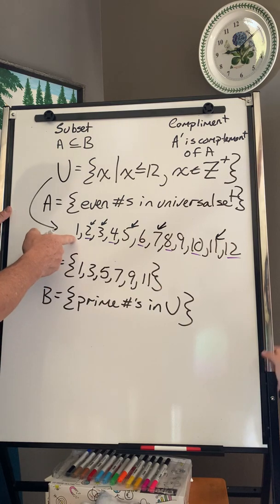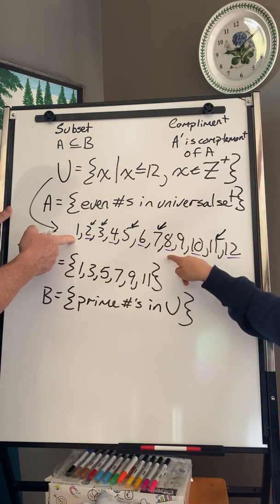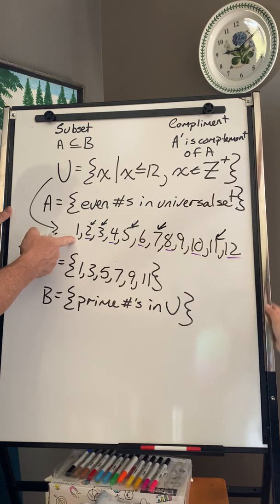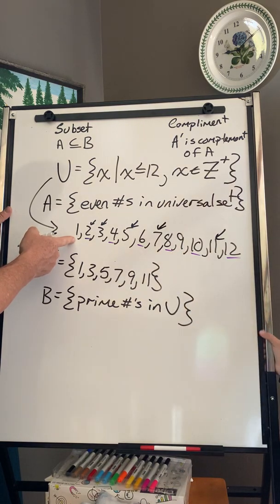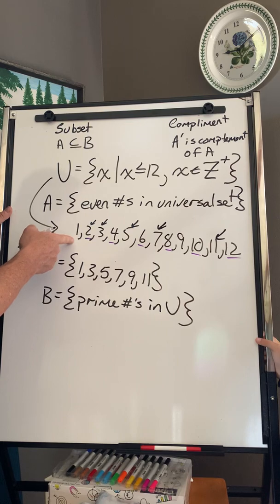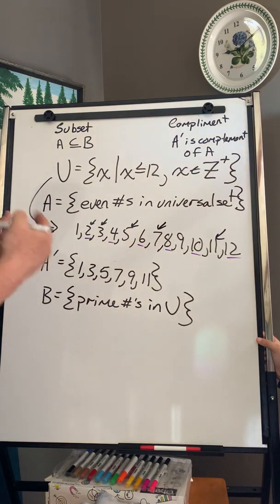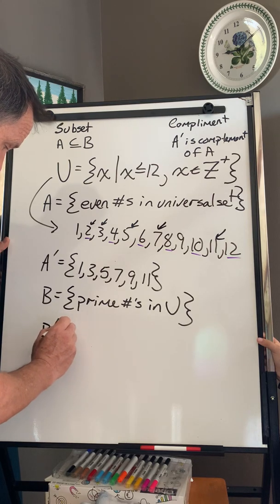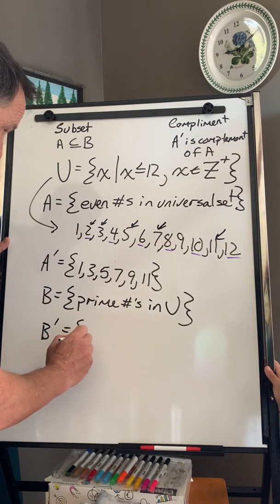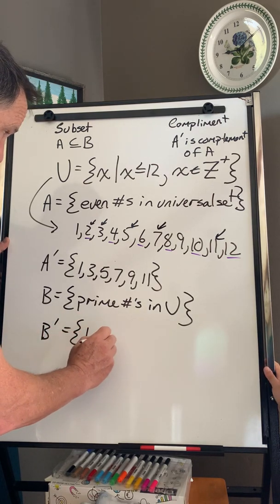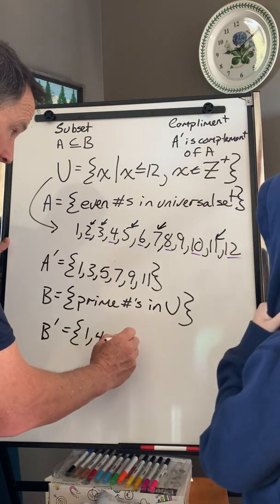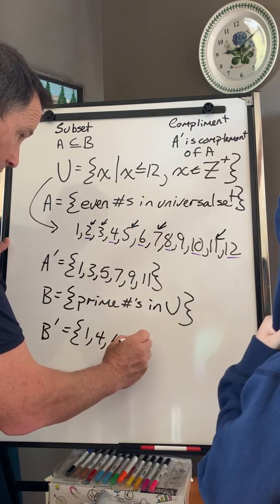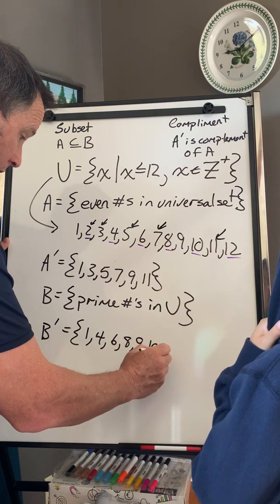And in case you forget, some of you will put 1 as prime. It's not prime. 1 is not prime because it only has one factor, and to be prime, it has to have 2 factors. So B prime is 1, 4, 6, 8, 9, 10, 12.